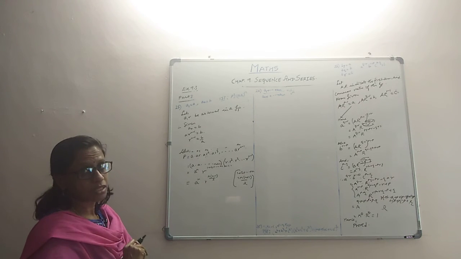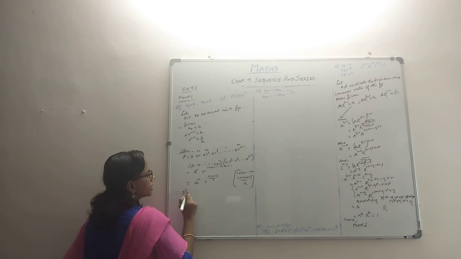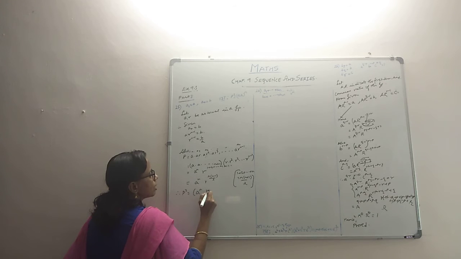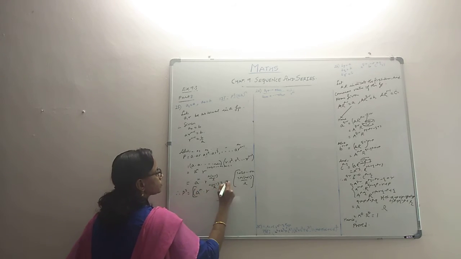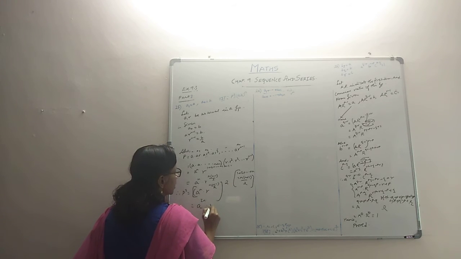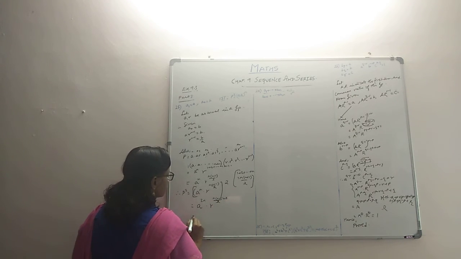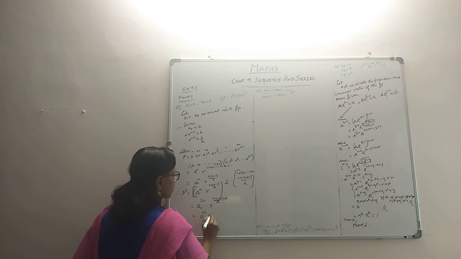But in the question they ask us p squared. So let's consider the square. Therefore, p squared is a raised to n into r raised to n into n minus 1 by 2, whole squared. The power applies to both. So a raised to 2n into r raised to n into n minus 1 by 2 into 2. The 2 can get cut. So what are we left with? a raised to 2n into r raised to n into n minus 1.